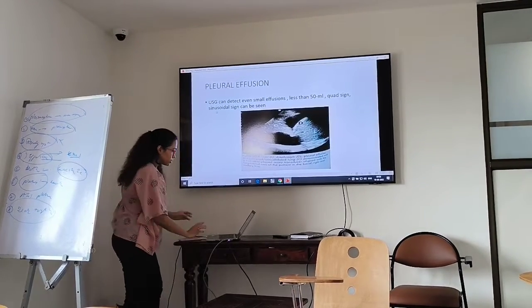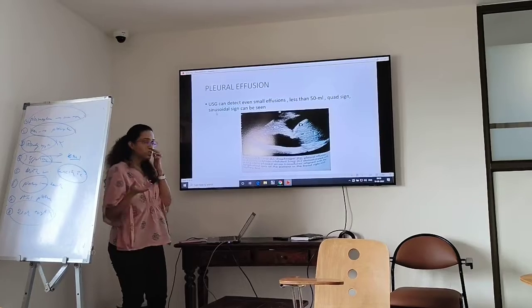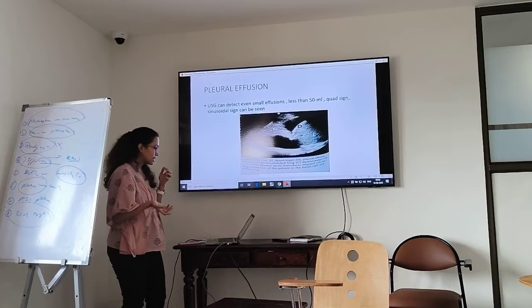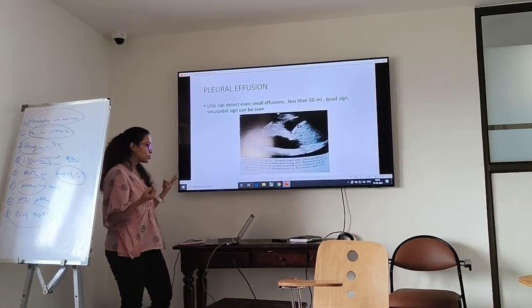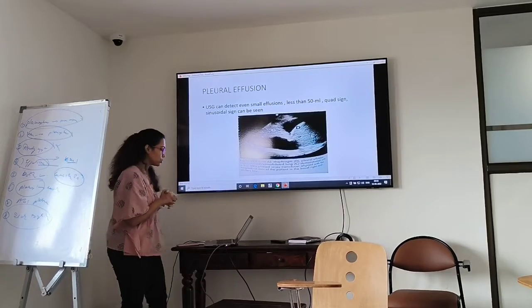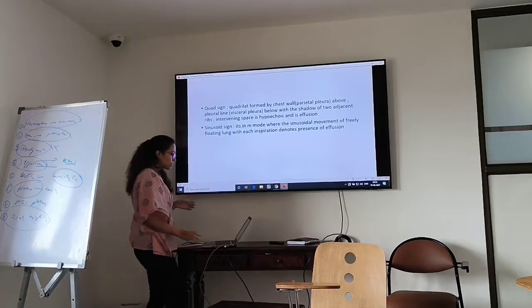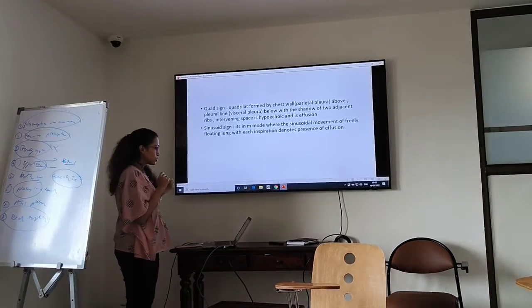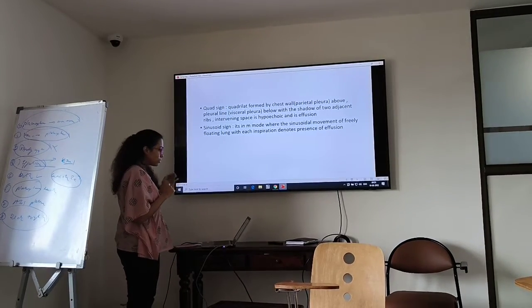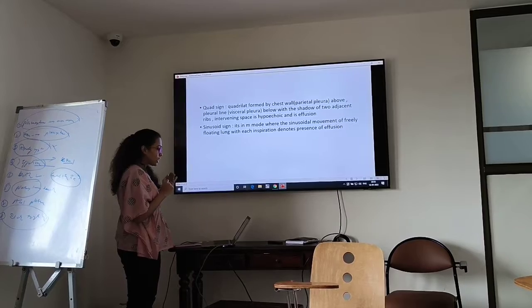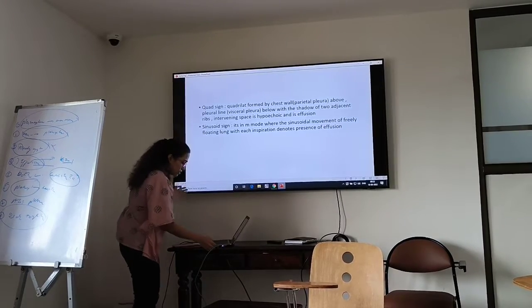Then pleural effusion. So USG can detect even small pleural effusion, which is less than 50 ml, and there are two signs that we see in pleural effusion, the quad sign and the sinusoidal sign. So now what are these? The quad sign is basically a quadrilateral which is formed by the chest wall above, the pleural line below, with the shadow of two adjacent ribs.